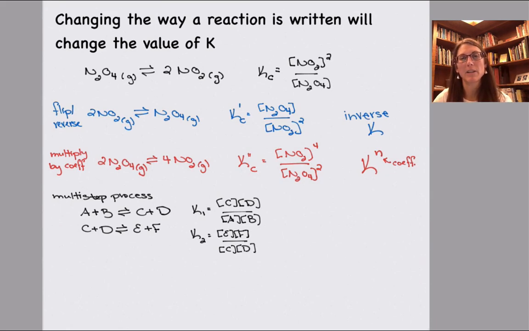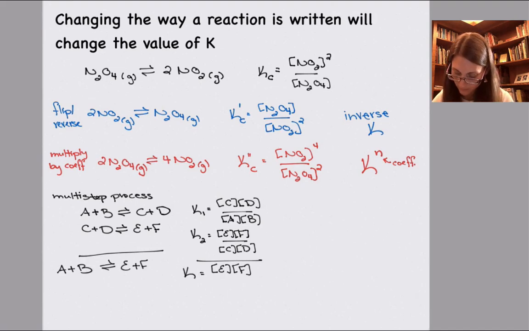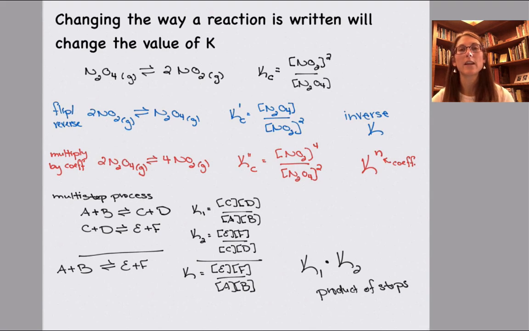So if this is my multi-step process, I'm going to back this off to a generic so that it's easier to see what's going on. We have A and B making C and D, and then C and D makes E and F. I have equilibrium constant expressions written for each of the processes. If I look at what the overall process is here, and at what its equilibrium constant would look like, and then look back up at those individual equilibrium constants for each step, I will find that my overall equilibrium constant is the product of each step. And this finding generalizes to more steps, to having coefficients. Your overall process will have an equilibrium constant that is equal to the product of all the individual steps in that process.